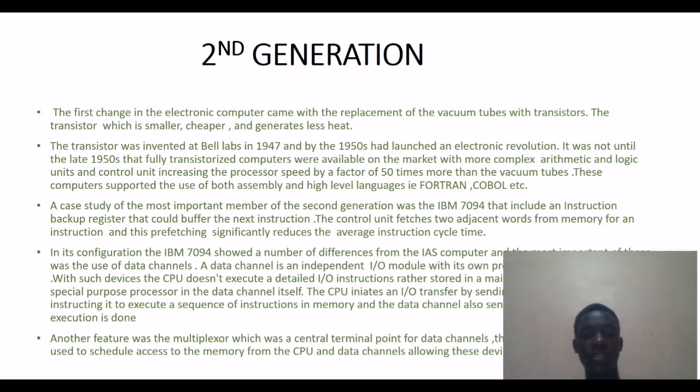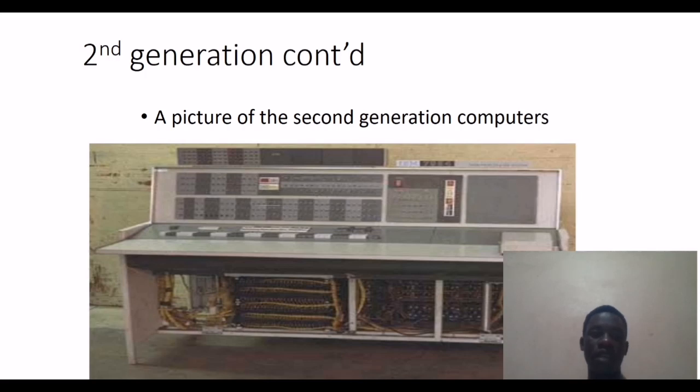Another feature of second generation computers, specifically the IBM 7094, was the multiplexer, which was the central termination point for data channels, the CPU, and the memory. The multiplexer was used to schedule access to the memory from the CPU and data channels, allowing these devices to operate independently. A picture of a second generation computer.